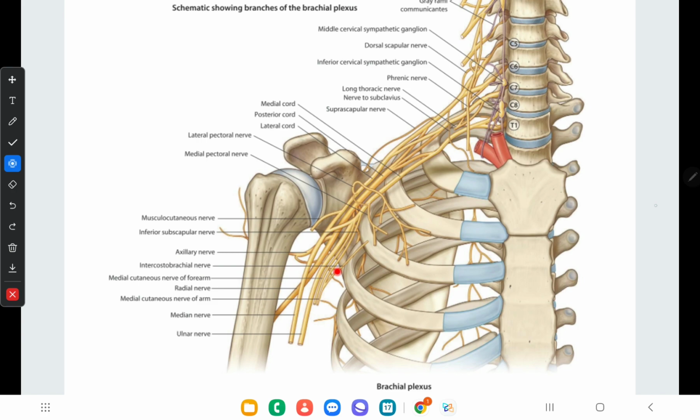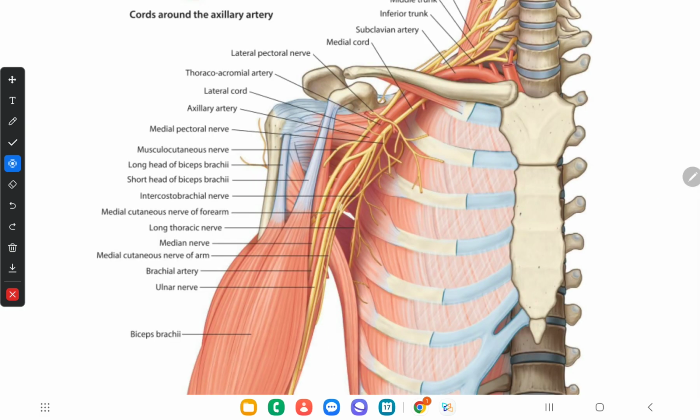Now we move on to our main topic today, the radial nerve. Here you can see a picture with muscles and arteries as well. This is the subclavian artery, which continues as the axillary artery here. You cannot see the posterior cord here because the cords are in relation to the axillary artery. Lateral to the axillary artery you have the lateral cord, medial to it you have the medial cord, and posterior to the axillary artery you have the posterior cord.